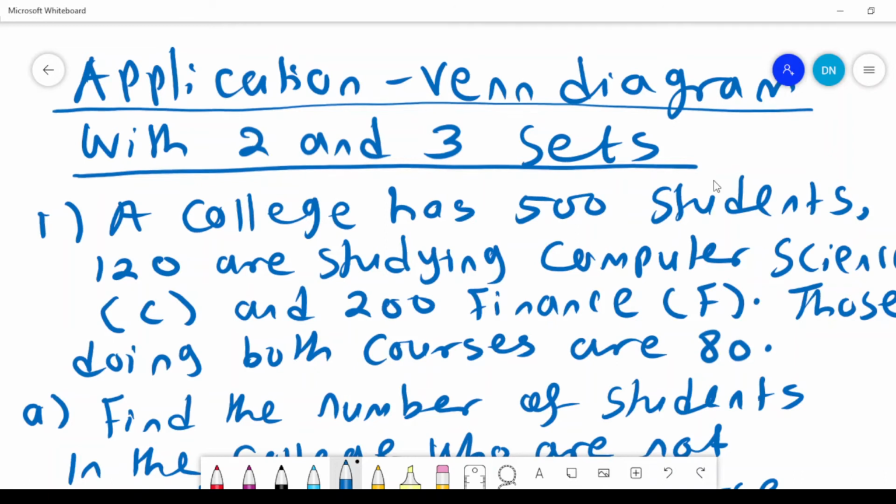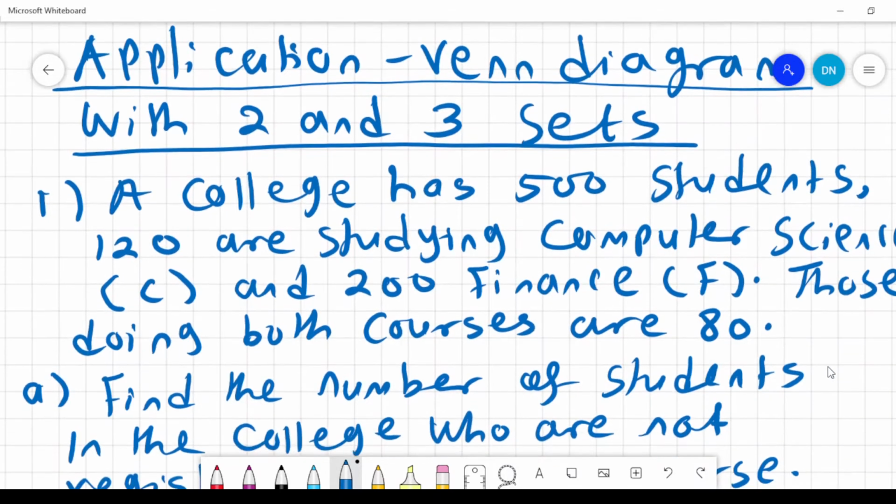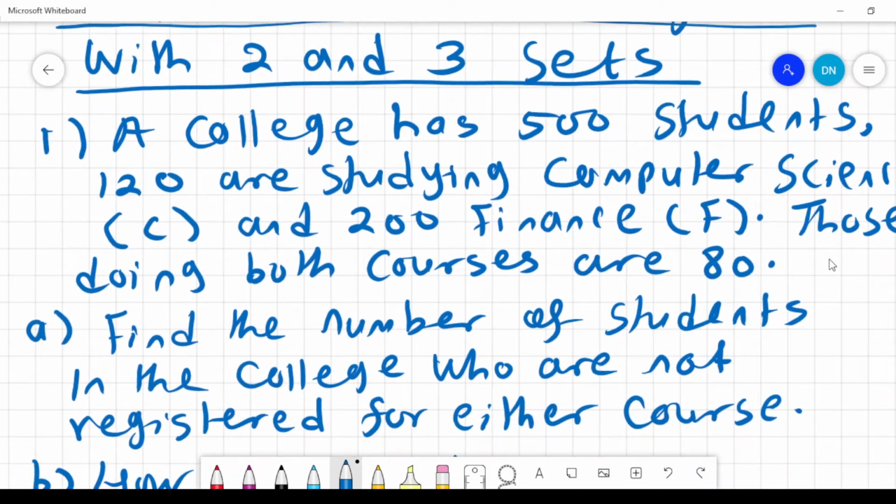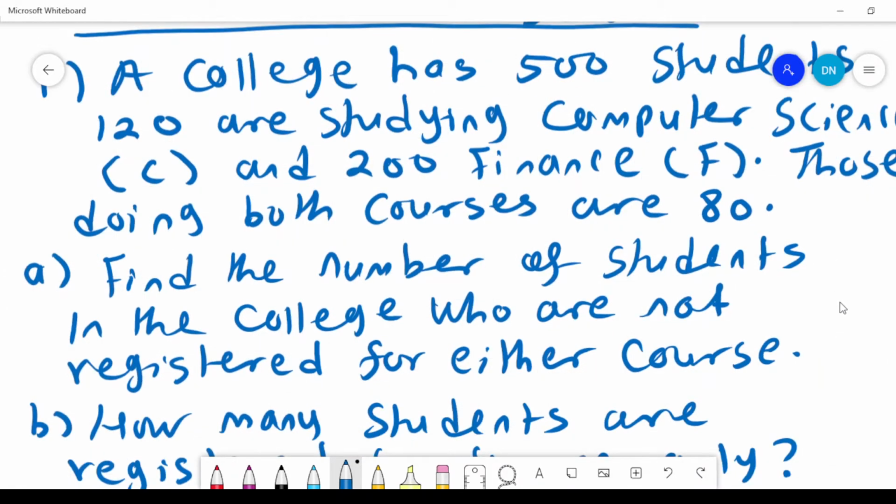Application of Venn diagrams with 2 and 3 sets. An example: a college has 500 students. 120 are studying computer science and 200 are doing finance. Those doing both courses are 80. The first question is to find the number of students in the college who are not registered for either course.